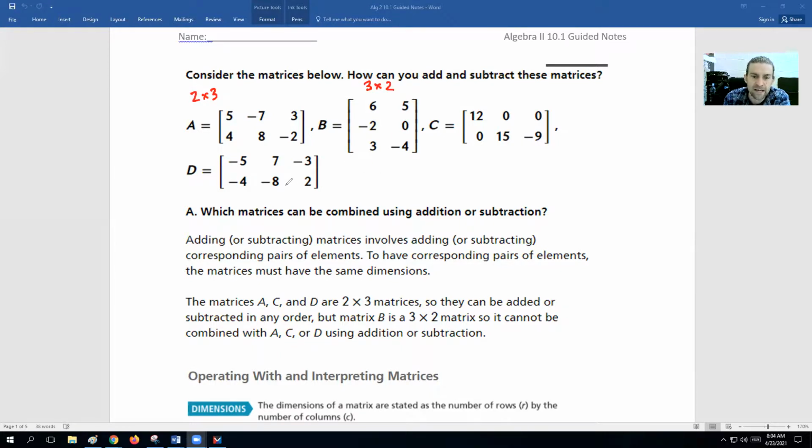You cannot add matrix A to matrix B. The elements have to correspond. If I look at this element here, this element would be A sub row 1 element 3. If I go to B, is there a B row 1 element 3? No, there is not. So we cannot add A and B together. You can see here we can add A to C and A to D. In fact, we can combine them all except B, which cannot be added to any of those.